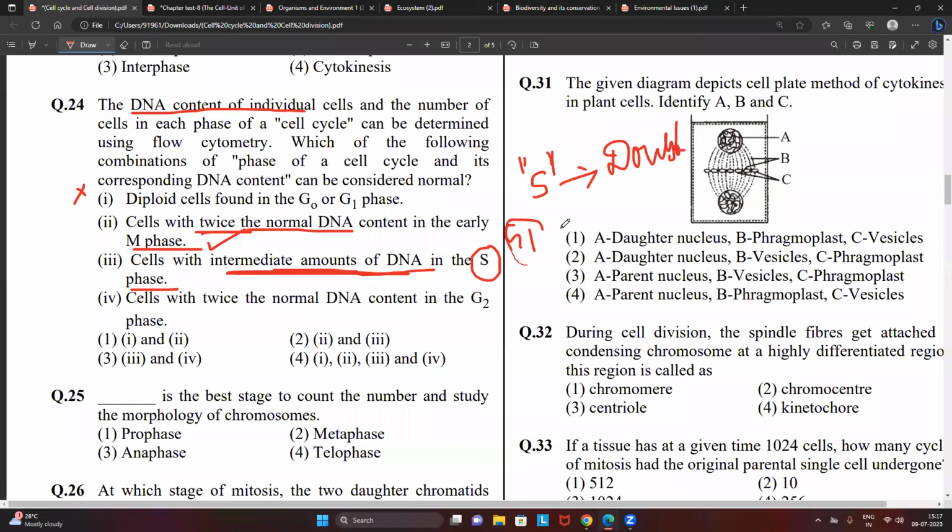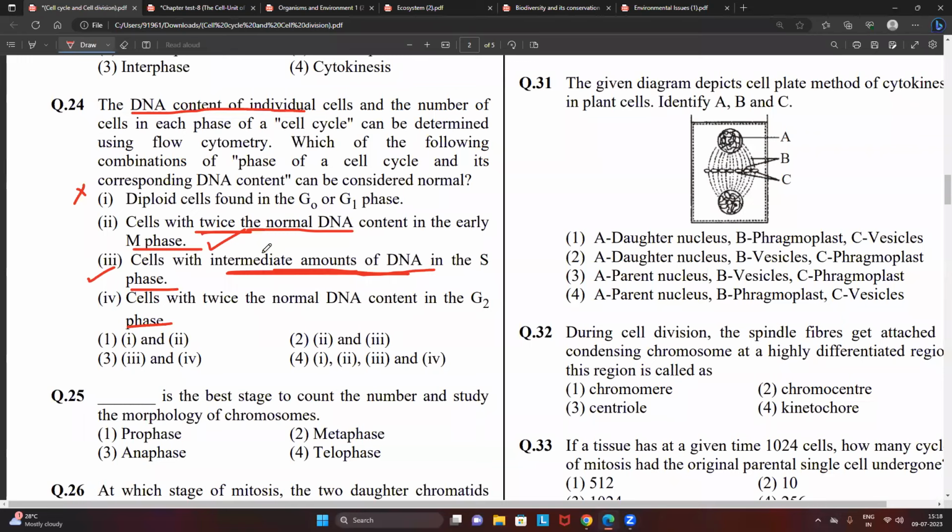In the G1 phase, suppose the DNA content is, just remember friends, 2C. When it enters the S phase it is also 2C. When the S phase is completed, it is 4C. And when it is in the S phase only, it is intermediate, meaning the S phase is not yet completed. That is what they are saying: cells with intermediate amounts of DNA in the S phase. That statement is also true. Once it is completed, it is going to become twice. Cells with twice the normal DNA content are in the G2 phase, of course.